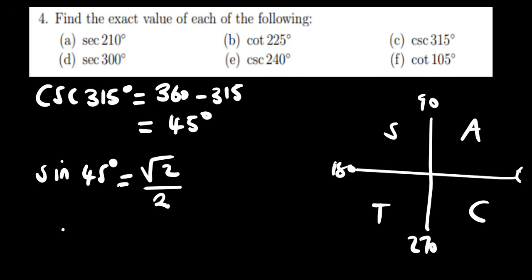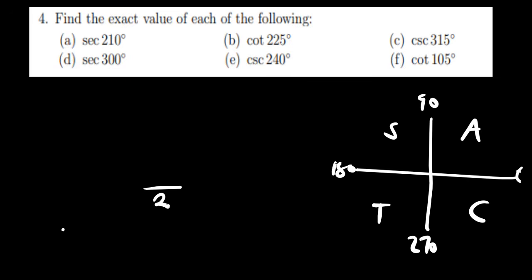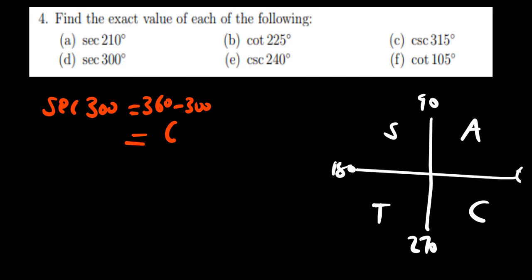Okay, now what about D? So how do we solve D? Then we have sec 300. Okay, sec 300, how are we going to solve this one? So sec 300, what is it going to be? 300 is in this region, so because 300 is in that region, we're going to subtract from 360. So 360 minus 300 just gives us 60 degrees.